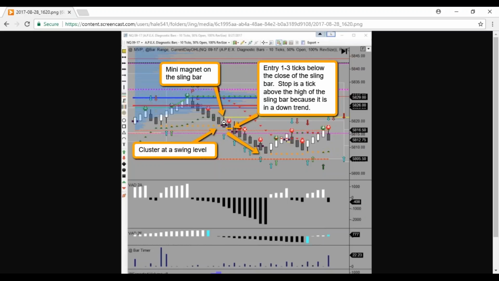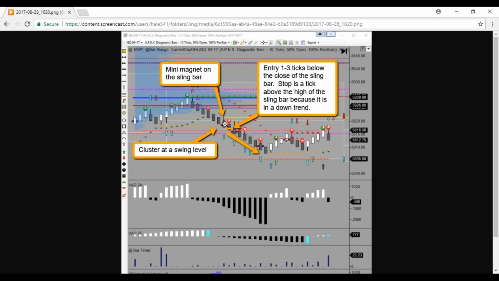And as it's coming through the swing level, okay, this bar has a mini magnet, it has a cluster, and it's breaking through the bottom there of the swing level. There's a cluster right there at the level. The entry is 1 to 3 ticks below the close of the sling bar. Okay, your stop is where? Your initial stop is 1 tick above the high of the sling bar because it's a downtrend. And yeah, great entry. And what happens? You get a nice, good move out of that. Everybody see that? All right.